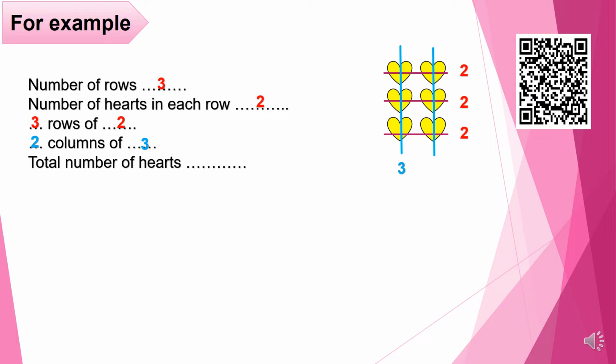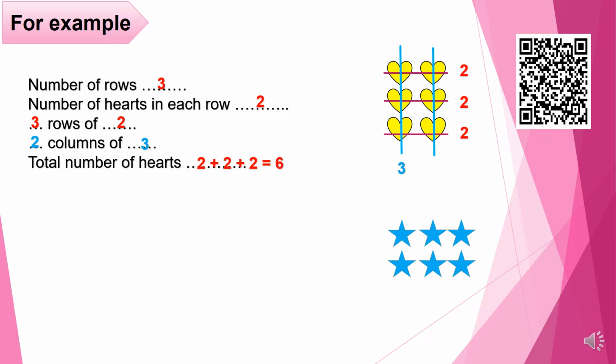The total number of hearts. Let's find the total. The total means the repeated addition. If we count it by rows, we said we have 3 rows. Inside each row, we have 2. So we can say 2 plus 2 plus 2 equals 6.